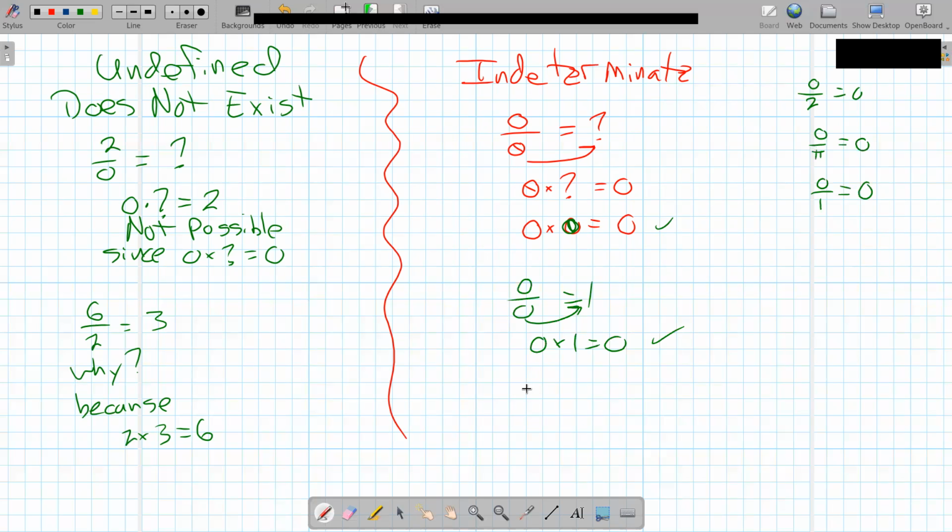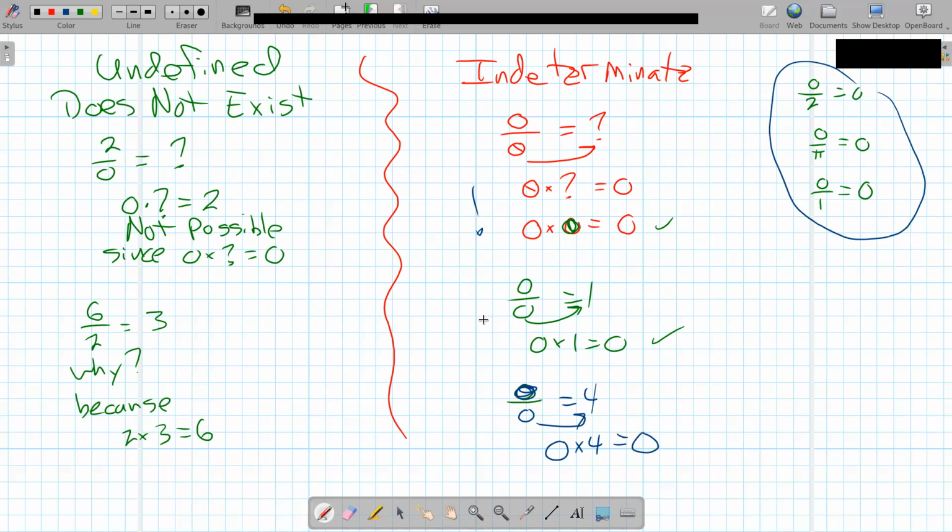However, some days 0 divided by 0, let's use a different color, sometimes it's 4. Why? Because 0 times 4 is still 0. So this 0 over 0 has infinitely many possible answers, and we have no good way to pick one over the other. This one seemed like a good rule here, because I have some examples of it there. This one seems like a good rule here because I know a number divided by itself is 1. It doesn't matter what that number is. Which is better, this rule or that rule? I don't know. They're both good rules.